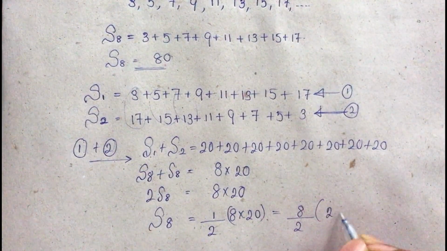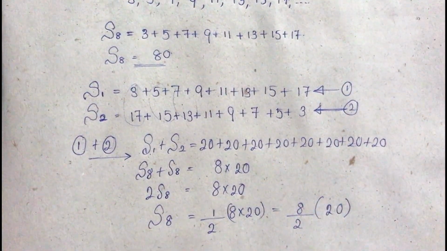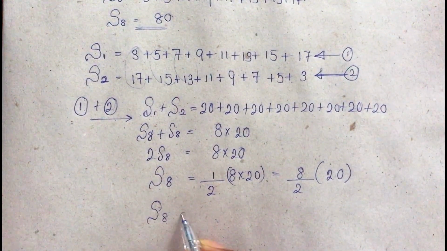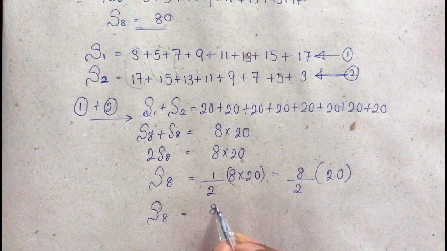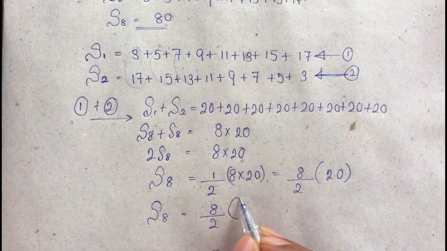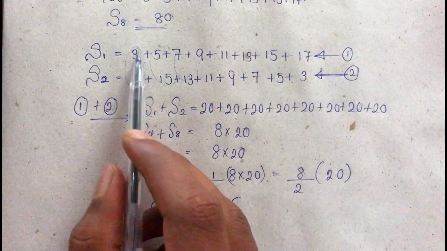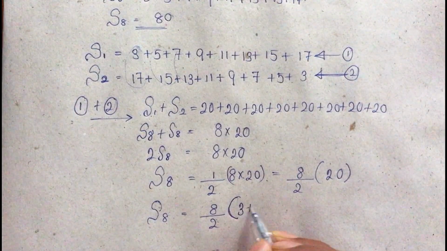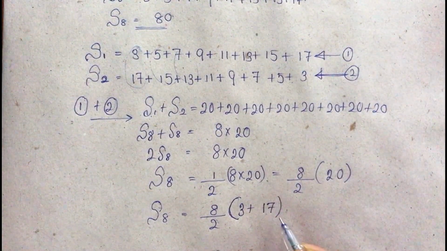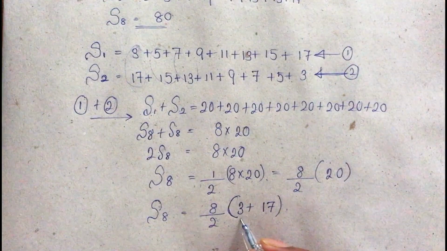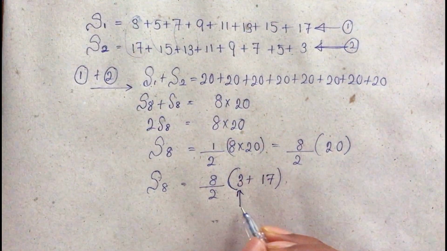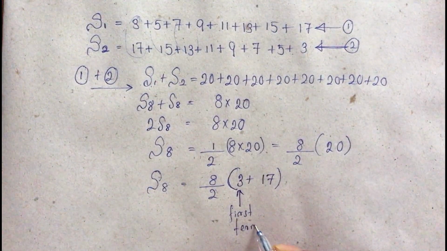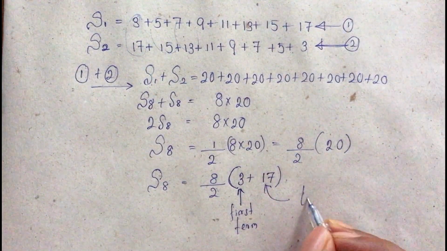Shall we notice what these terms are? Shall we convert this form into another form? For the 20 we can write 3 plus 17. These 3 and 17 are very special because 3 is the first term and 17 is the last term. We got a special form of finding the sum of any terms. Here 3 is the first term and 17 is the last term.